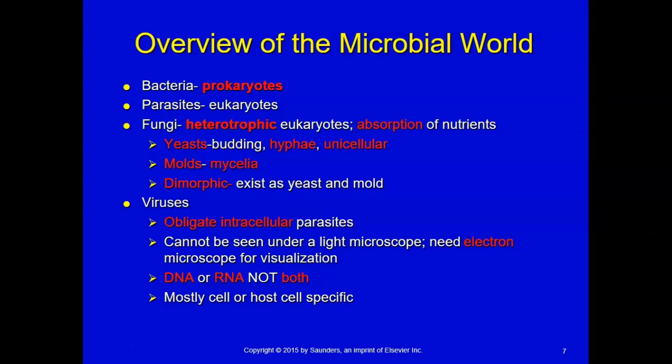Viruses are obligate intracellular parasites that can't be seen with the regular light microscope. You need an electron microscope to see a virus. Viruses have some type of nucleic acid, either DNA or RNA, but never both. And they are usually cell-specific. For example, HIV attacks T helper cells and only T helper cells. So I think that's enough information for the first part. We are going to pause right here at the end of Lecture 1, Chapter 1, Part 1.